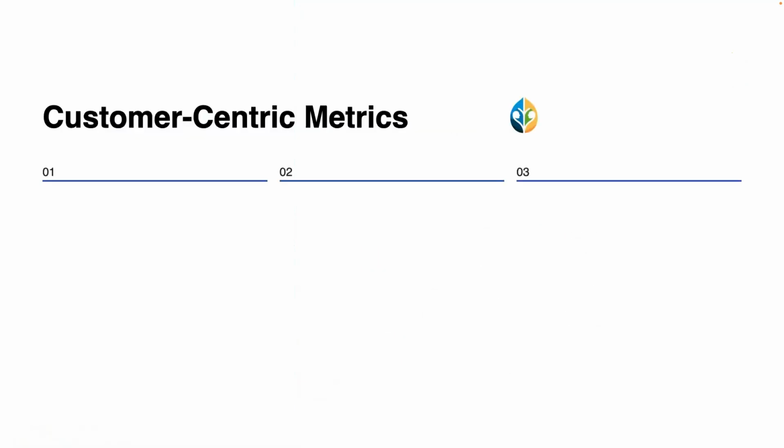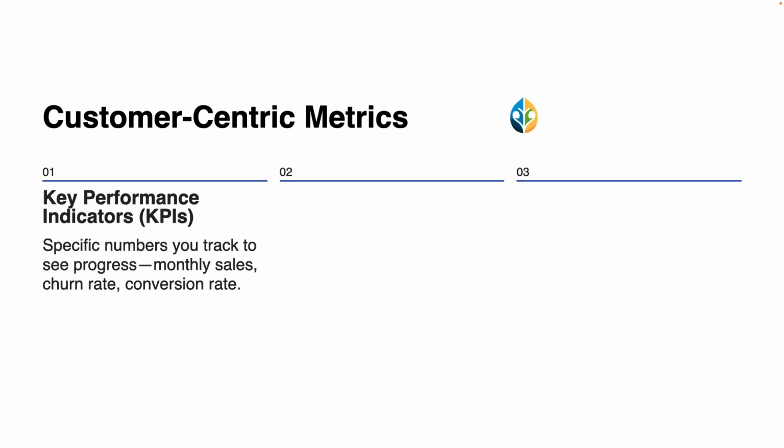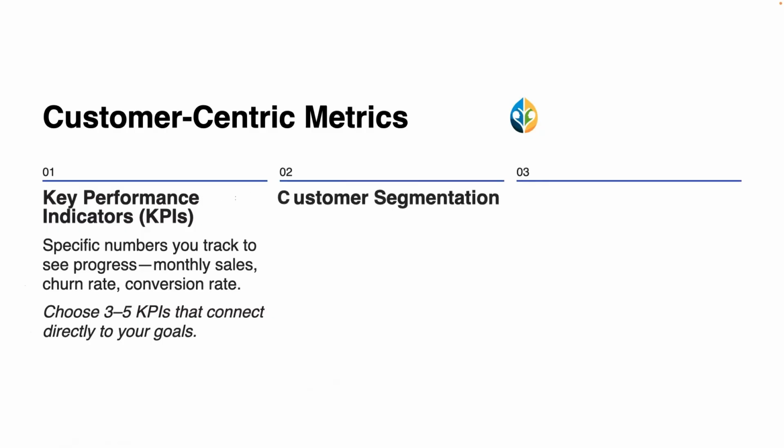Next, we have customer-centric metrics. Let's start with KPIs, key performance indicators. These are the numbers that really prove progress, right? These are specific numbers that you track. And as you can see, monthly sales, the churn rate, in other words, losing customers or losing accounts, and the conversion rates, right? So you want to choose 3 to 5 KPIs that connect directly to your goals.